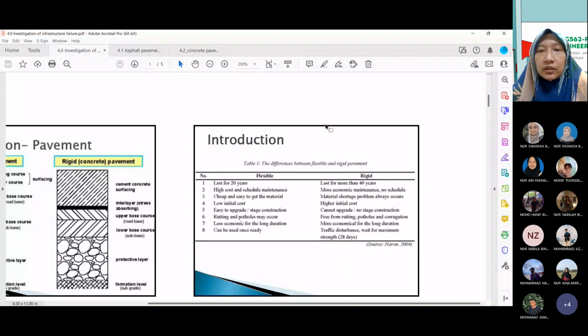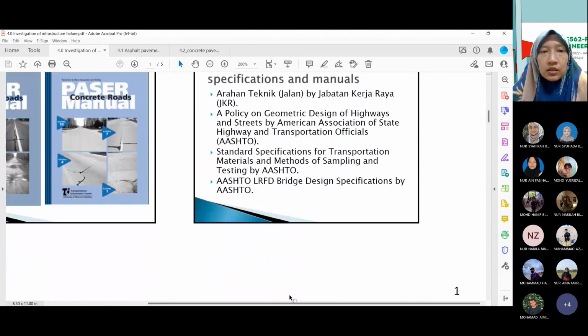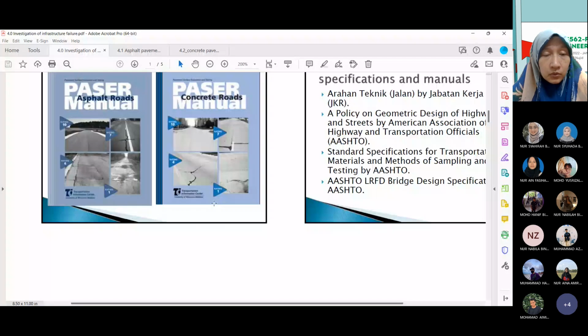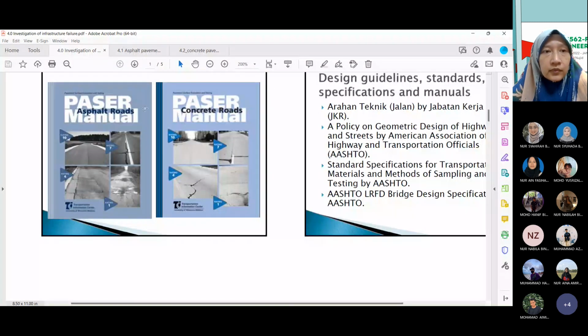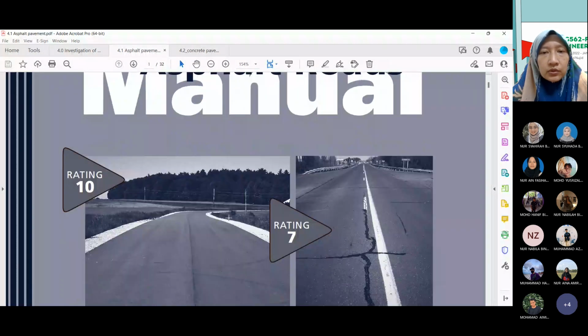So I hope that every one of you is very familiar with, or can easily differentiate, the differences between flexible and rigid pavement. Okay, these are two manuals that you can refer to from online, or from any source of notes. I also uploaded this manual in my future folder. So I will just show briefly an example of this manual for asphalt roads.